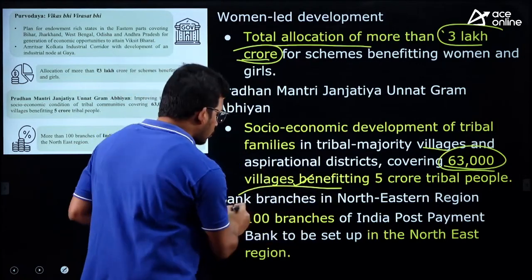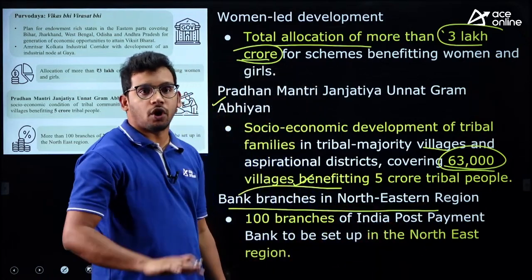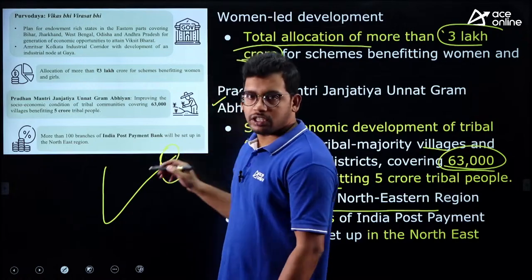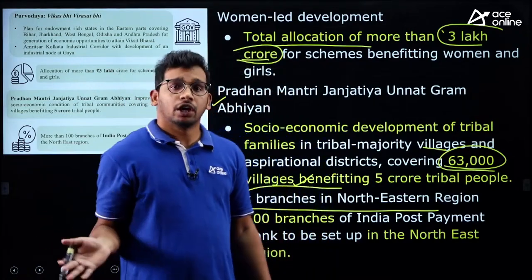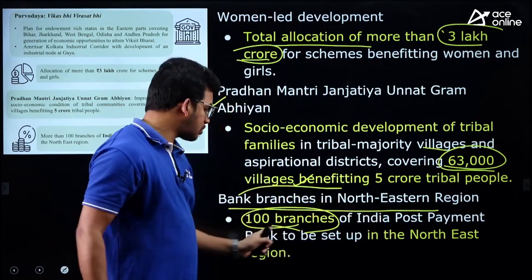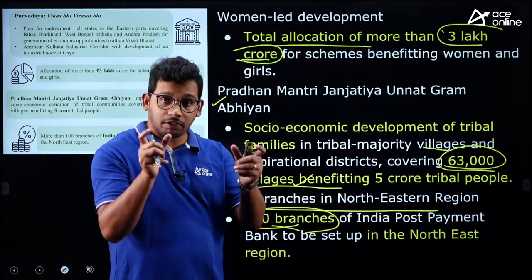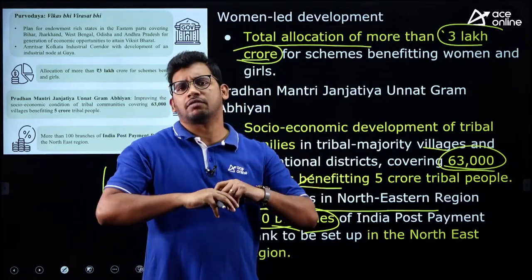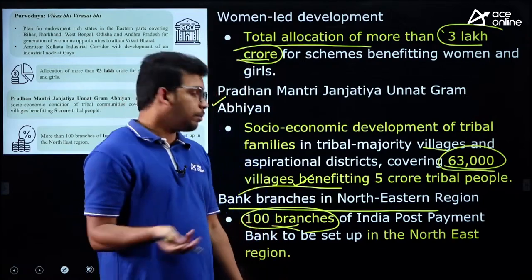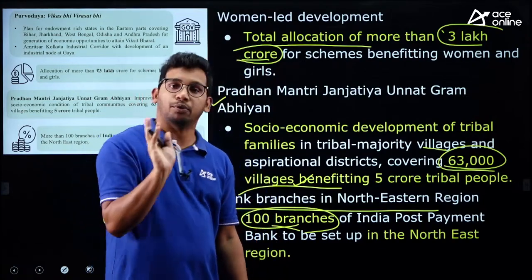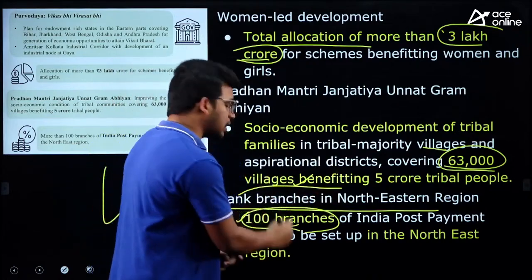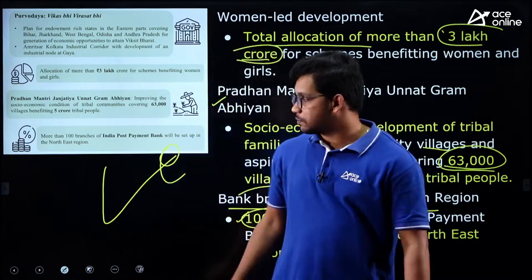Similarly, they are also going to create bank branches in the northeast region. The northeast is usually underdeveloped or lagging behind. Now they are pushing the northeast region through the creation of 100 branches of India Post Payments Bank. Post Payments Bank means whatever post offices are there, the India post office network was highly developed throughout India, but financial services in those post offices were not very much encouraged. But now they are going to take up small banks within post offices to encourage more savings in the northeast regions. So 100 such branches are going to be launched in this northeast region.